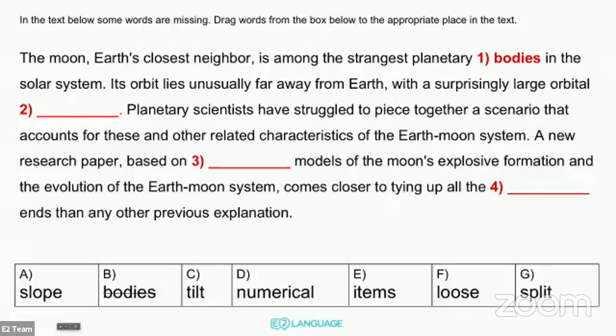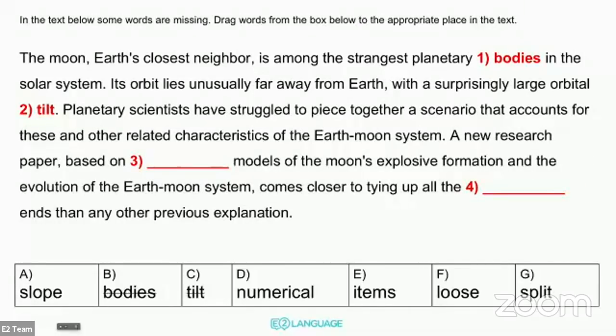Number two, its orbit lies unusually far away from Earth with a surprisingly large orbital... Now this one's going to be a real trick. It's a tilt, an orbital tilt. It could have been slope, but it's not quite the right word. Tilt is the right word because we're talking about a sphere. Planetary scientists have struggled to piece together a scenario that accounts for these and other related characteristics of the Earth-Moon system. A new research paper based on something models.